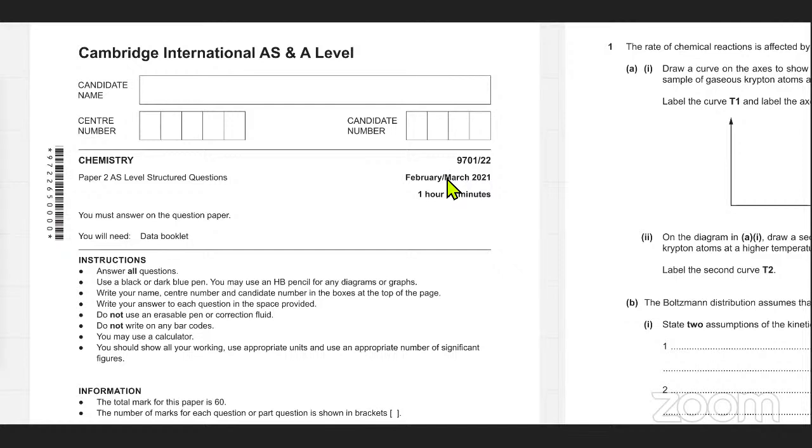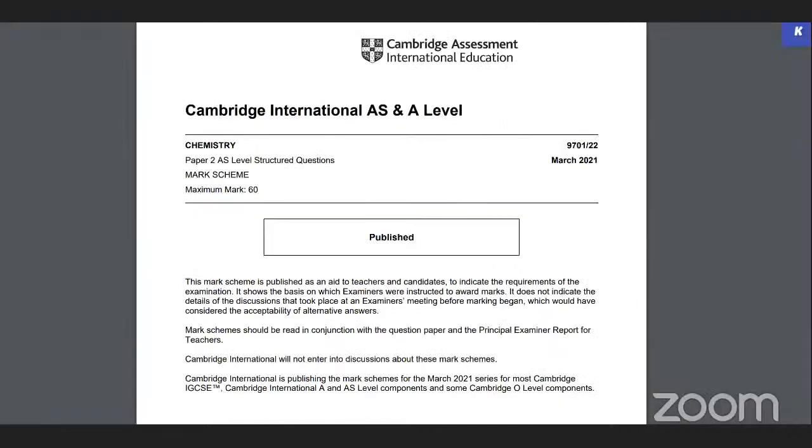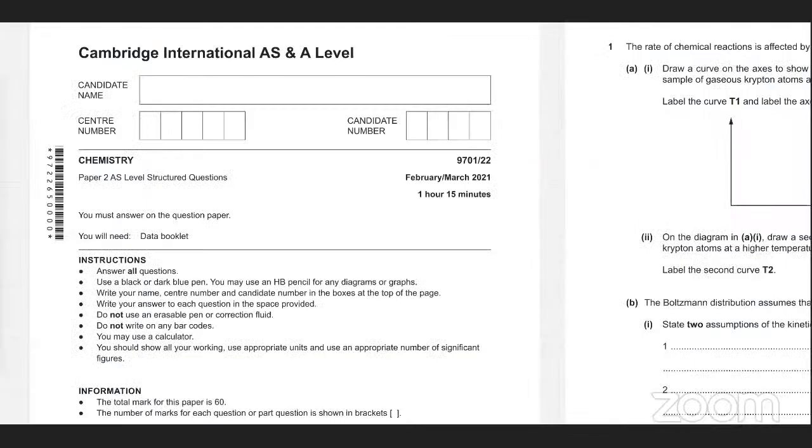So February March 2021. Just very quickly, I have my data booklet opened. That's with me over here, and so here's my data booklet. Anyways, let's start with the first question.